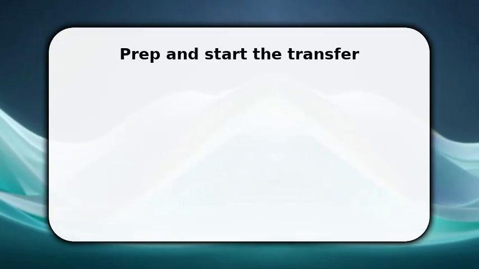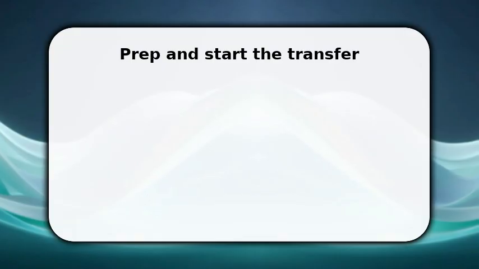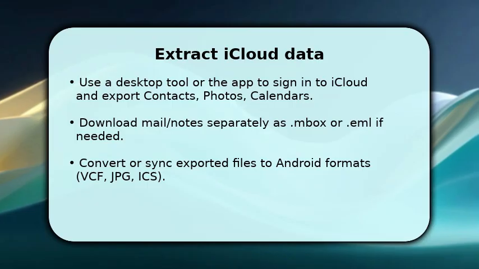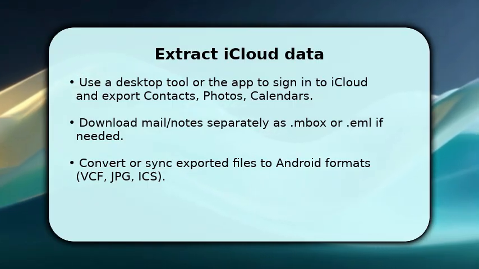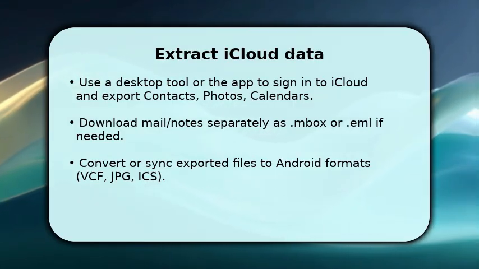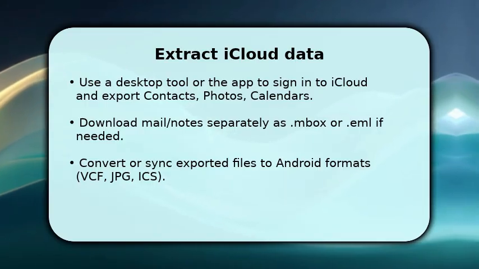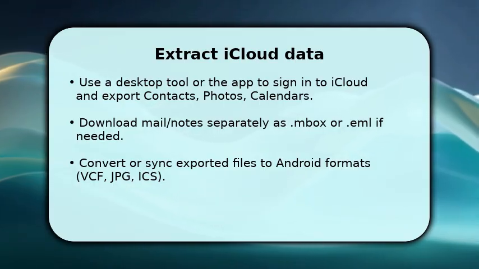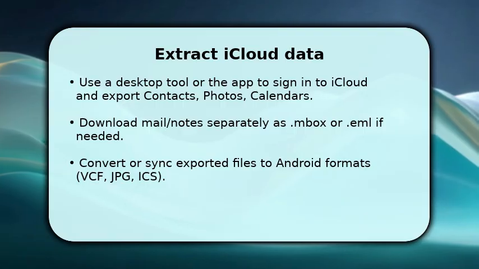Now extract the actual files from iCloud. Sign into iCloud via a desktop extraction tool or the transfer app and select Contacts, Photos, Calendars to export. Once selected, download Contacts as VCF, Calendars as ICS, and Photos in original JPG/HEIC. Convert HEIC to JPG if Android won't read it.